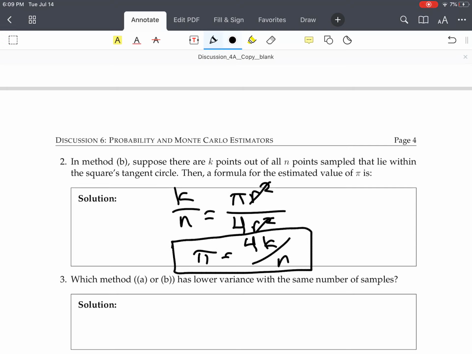Okay, so there we go. That's our estimator based on the square. Very similar setup to the triangle. It's just a matter of the area of a square being different than the area of a triangle. Okay, so let's keep going.